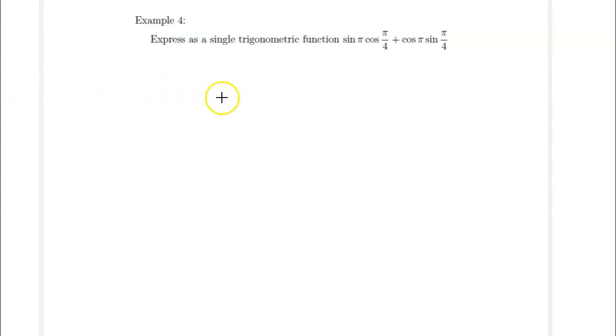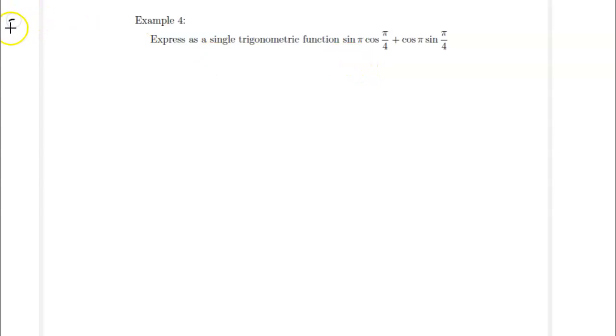In this example, we are going to be working backwards because we've been given a trigonometric function and they would like us to express this function as a single trigonometric function. So that means we'll have to use our compound angle formulas to bring this back down into one single trig function. Well, that means we have to figure out which one we are looking at.